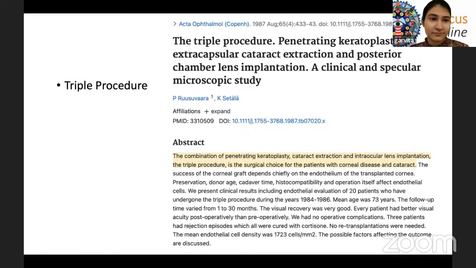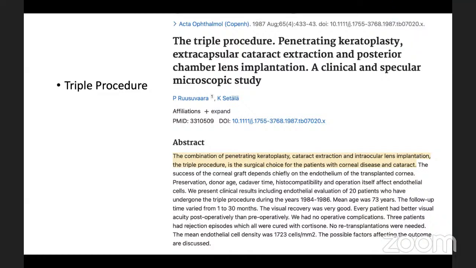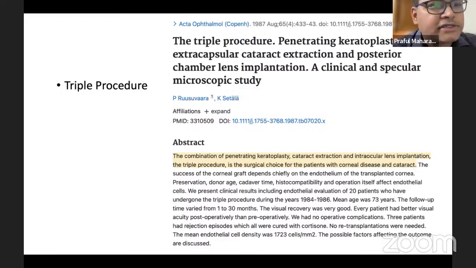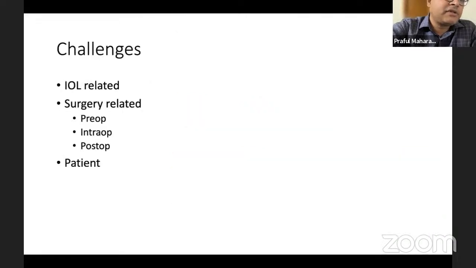Classically, this is called a triple procedure. Nowadays, since the advent of DSEK, DMEK, the triple procedure can be with DALK also. But history-wise, if any examiner asks you what a triple procedure is, the first paper came in 1987, when you combine full thickness corneal transplantation with cataract extraction and intraocular lens implantation, then we term it a triple procedure. Today my discussion will be largely on this only, because this is what is often asked in PG exams.